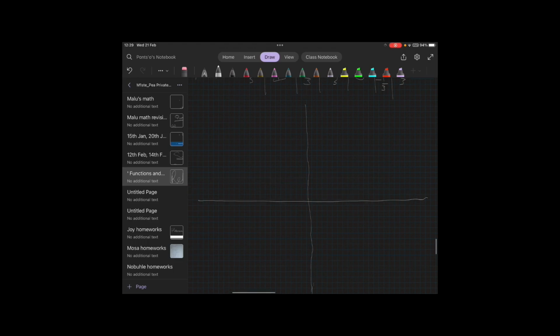I hope that's straight enough. Straight as an arrow.